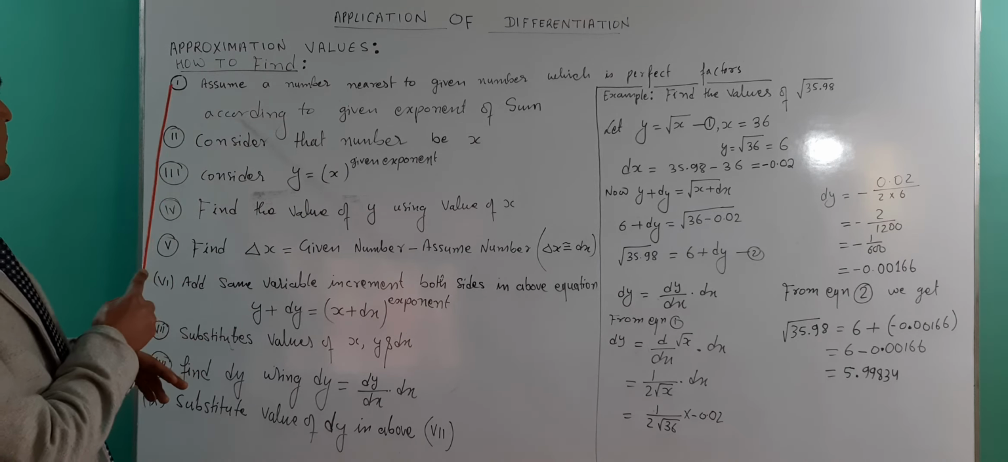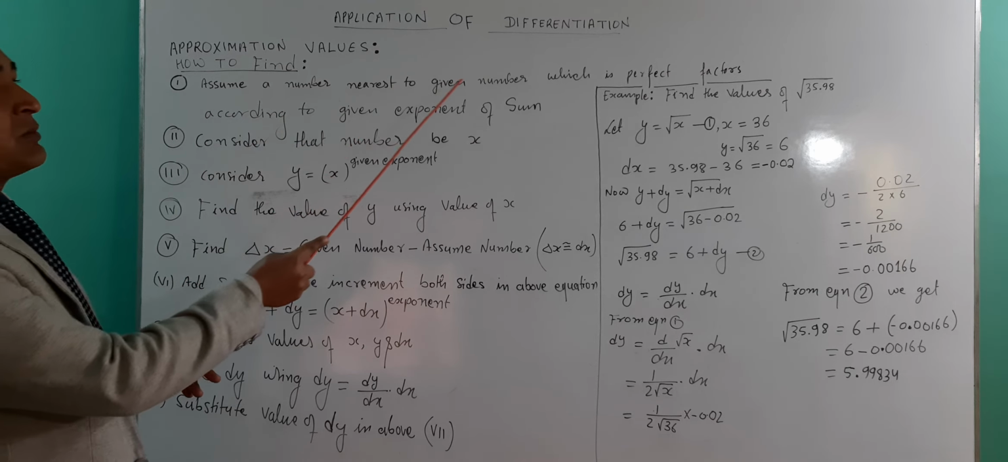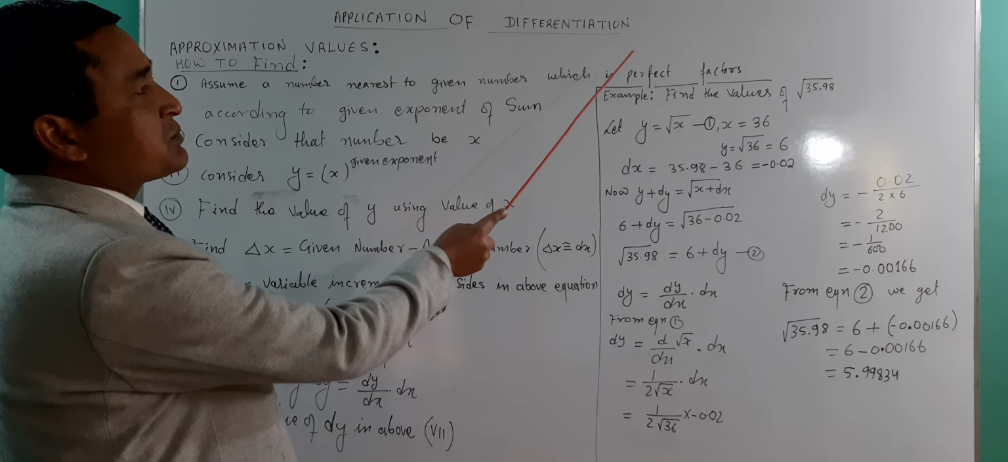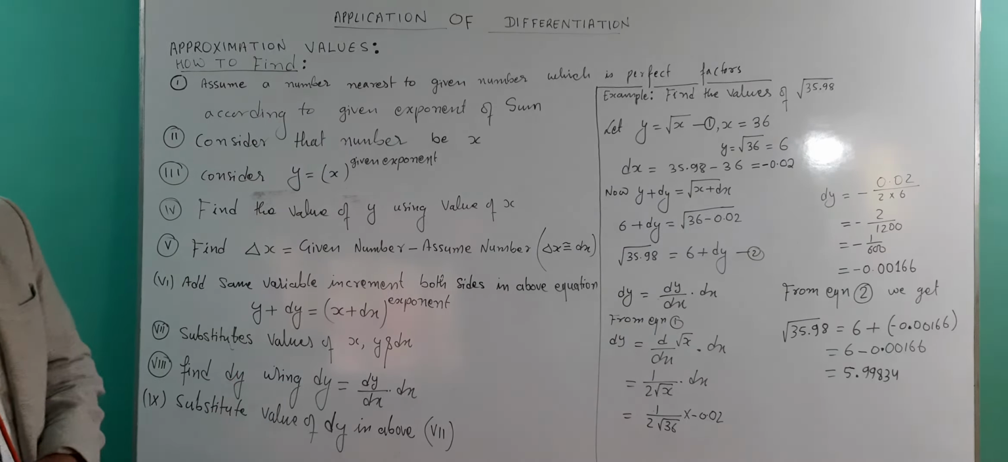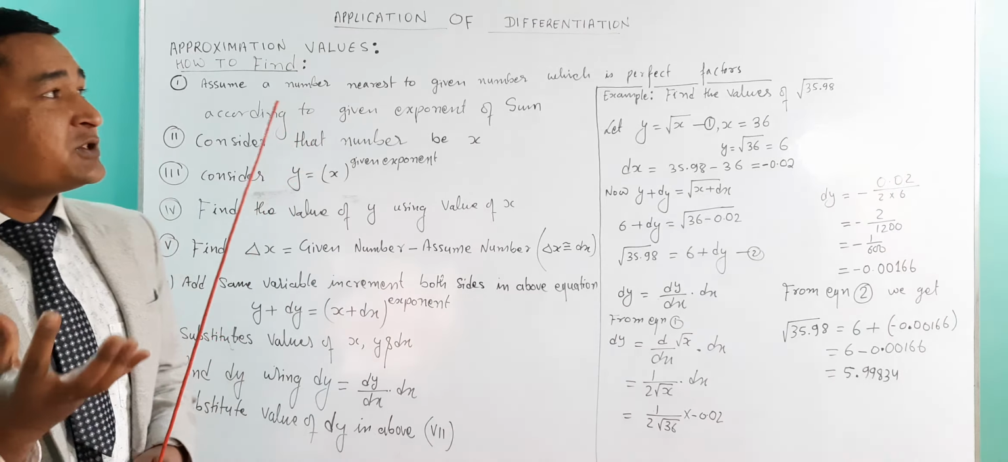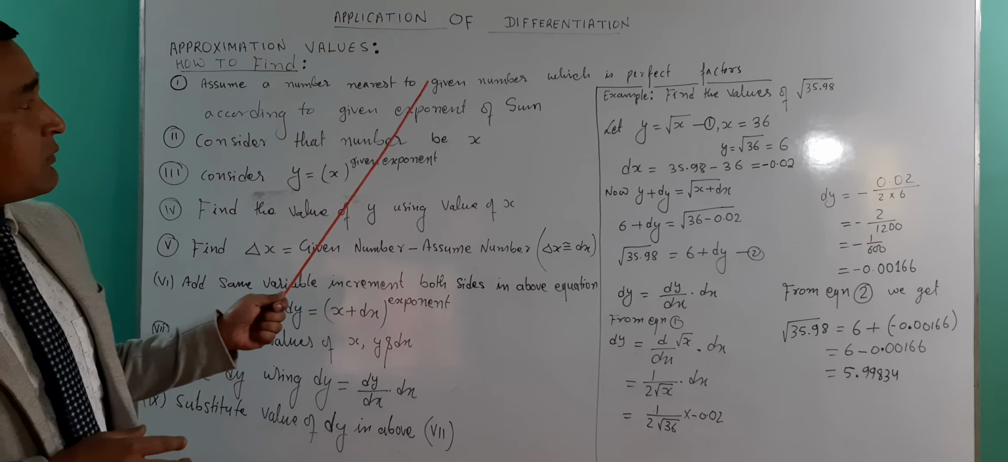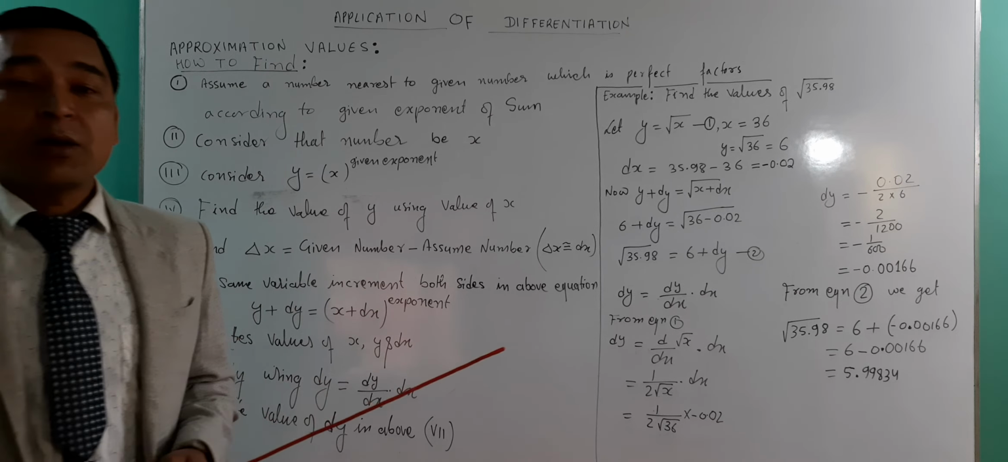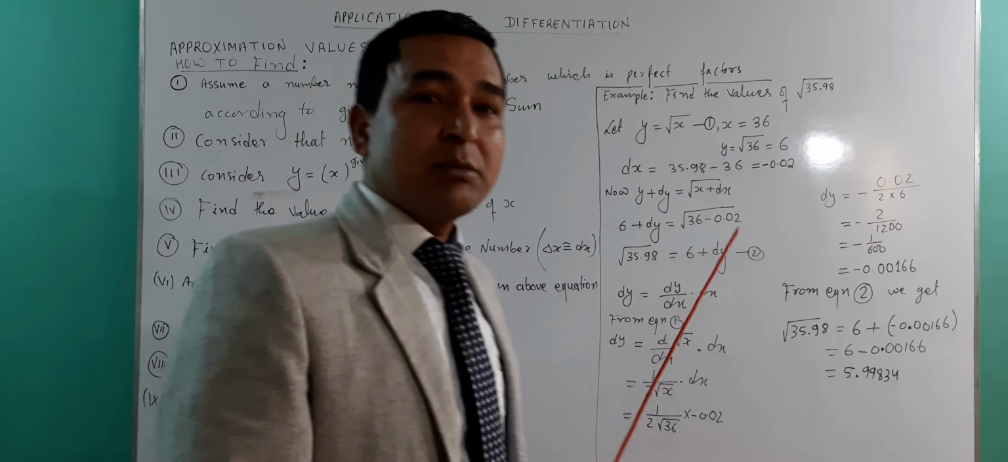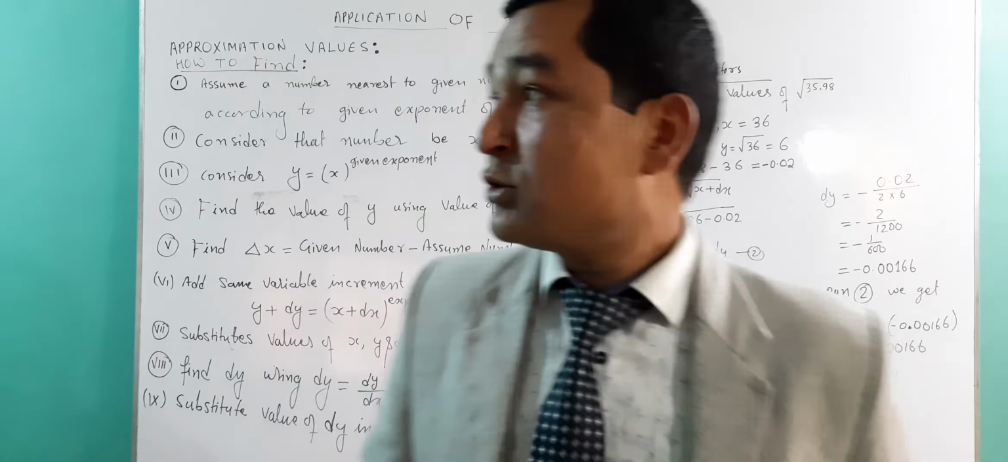First, assume a number nearest to the given number which is a perfect power according to the given exponent of the sum. Suppose the exponent of the sum is square root, then assume the number nearest to the given number which contains two factors. If the power is cube root, assume the number which contains three factors, and so on. Then consider that assumed number to be x.